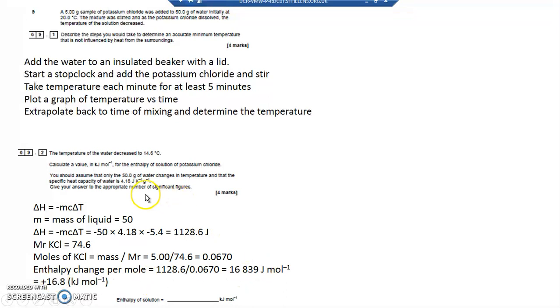I now need to put it into kilojoules, so going from joules into a larger unit, kilojoules, I divide by 1,000, so that turns out to be 16.839. I've got to get it to three significant figures, because everything else is to 3 significant figures, so it turns out to be 16.8 kilojoules per mole.